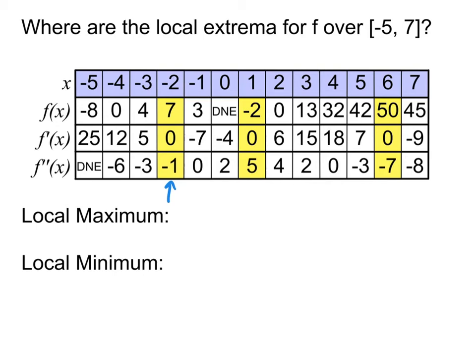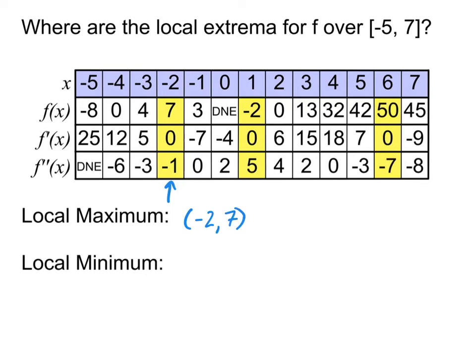So then, what is the actual local maximum that I'm going to write there? Well, for this first one, if I look up to the top, I can see that the x-coordinate is -2. And then I need the y-coordinate. The y-coordinate is the f of x value. So in this case, that would be 7. So my local maximum is at -2, 7.